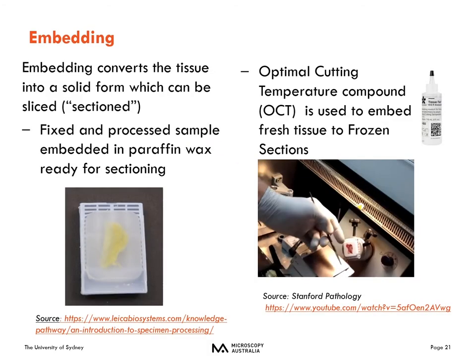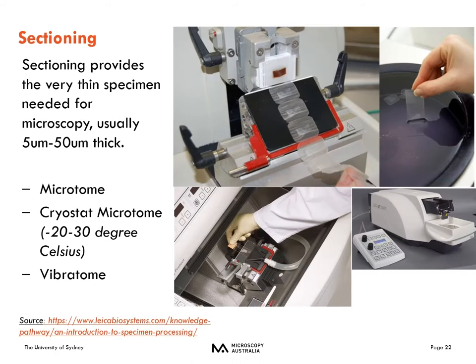We use paraffin wax to embed fixed and processed samples in this cassette. For frozen samples, use OCT compound to embed fresh tissue for frozen sections. Embedding converts the tissue into a solid form which can be further sliced. Sectioning provides the very thin specimen needed for microscopy. Usually it's 5 to 50 microns thick for better staining and imaging.